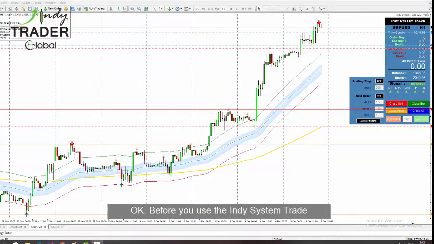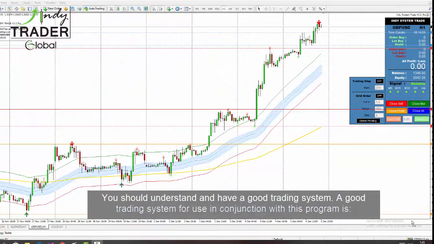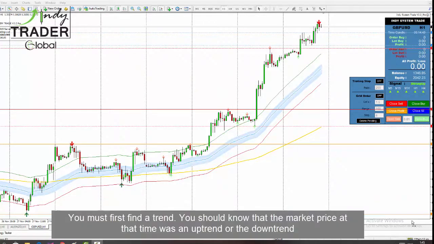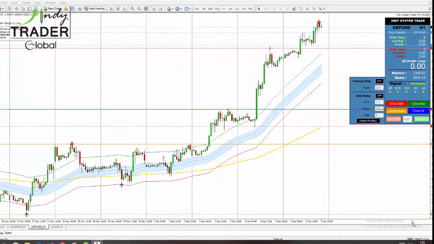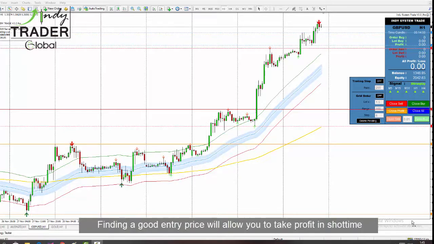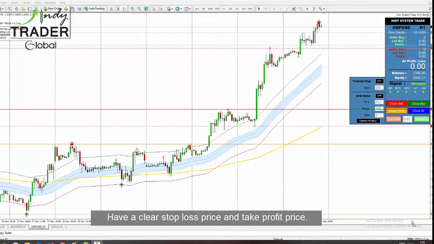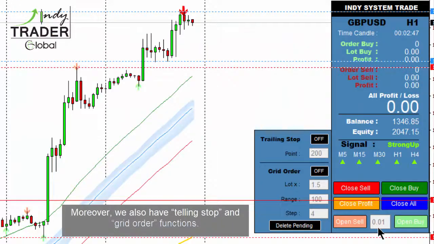Okay, before you use the Indy System trade, you should understand and have a good trading system. A good trading system for use in conjunction with this program is, one, you must first find a trend. You should know whether the market price at the time is an uptrend or a downtrend. Second, finding a good entry price will allow you to take profit in the short term. Third, have a clear stop loss price and take profit price. Moreover, we also have trailing stop and grid order functions.